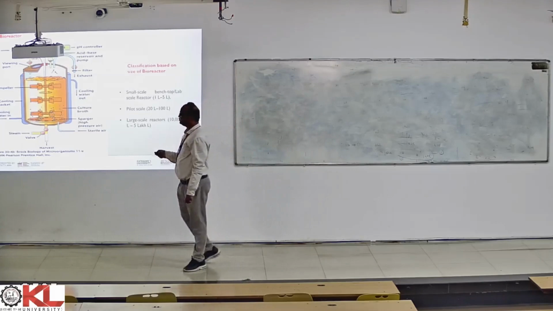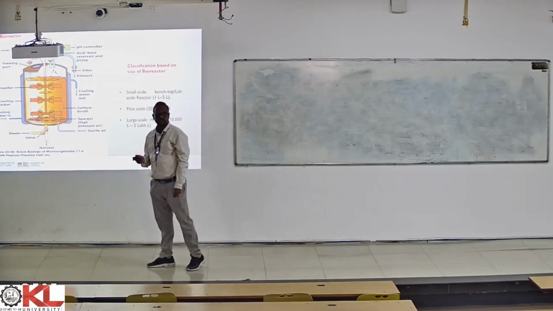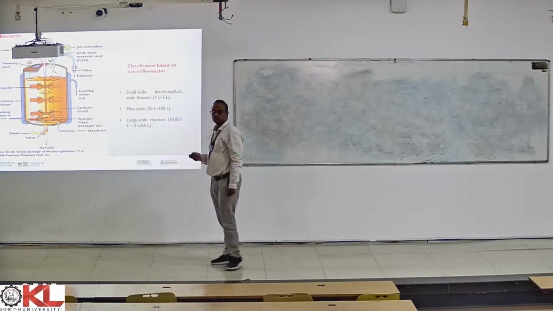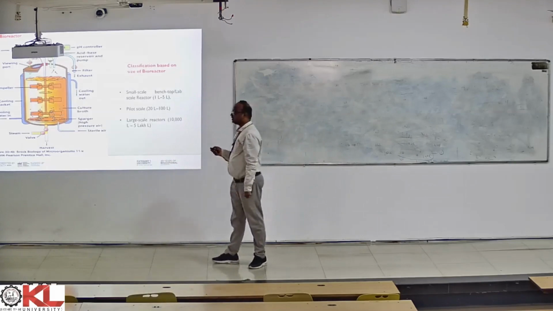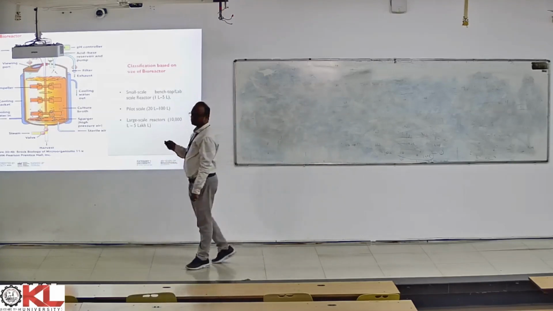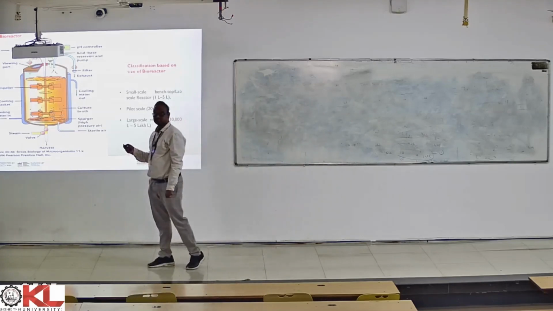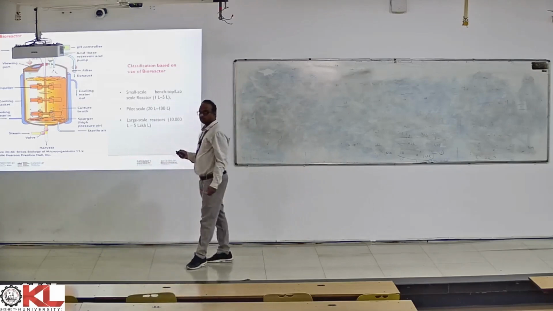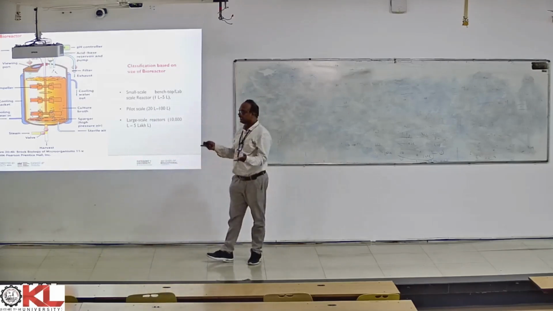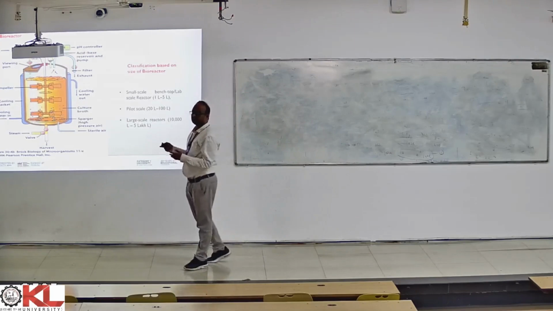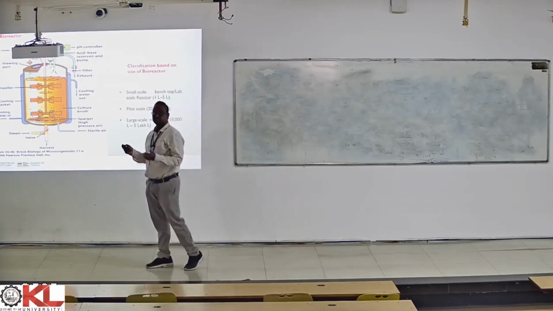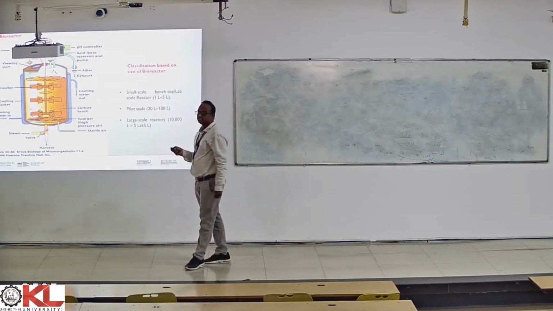And the blue lining is nothing but the jacket, called the cooling jacket, where cooling water is circulated around the vessel, and the vessel is cooled down. The temperature that increases during the process of bioreactions is taken off with the help of this cooling jacket.